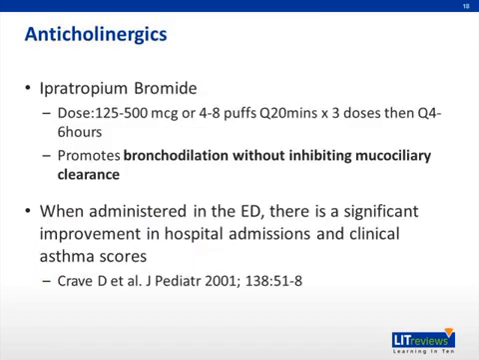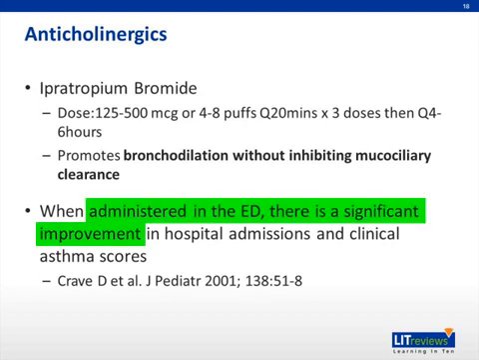The anticholinergics, specifically ipratropium bromide, also help promote bronchodilation without the inhibition of mucociliary clearance. Studies have shown the use of anticholinergics in the ED setting has significantly decreased hospital admissions as well as improved the patient's overall clinical asthma score.